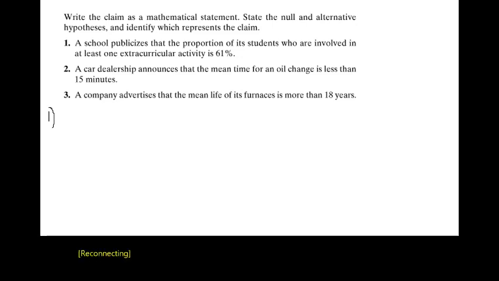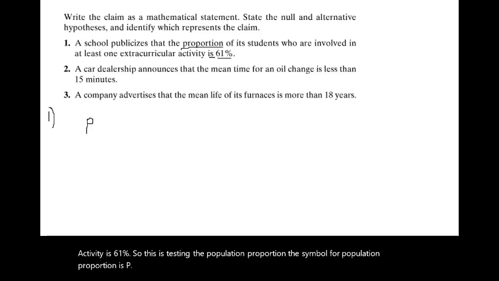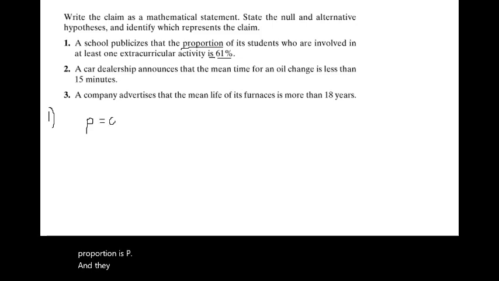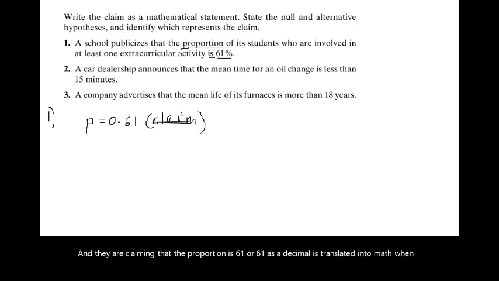So for the first one, a school publicizes that the proportion of its students who are involved in at least one curricular activity is 61%. So this is testing the population proportion. The symbol for population proportion is P. And they are claiming that the proportion is 61% or 0.61 as a decimal. Is translated into math, when it's just by itself, is the equal sign. So that claim translated into math is P equals 0.61.